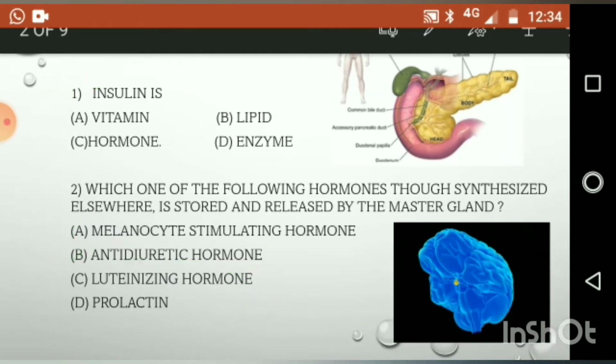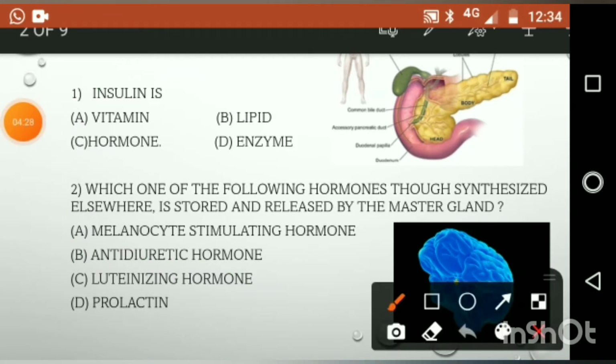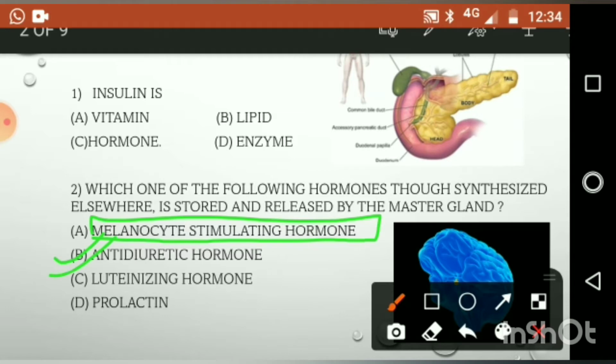Now we will talk about the other options, like the melanocyte stimulating hormone. Antidiuretic hormone is the correct answer. The main function of melanocyte stimulating hormone is that it increases pigmentation in the skin, and its target organ is the melanocytes in the skin.